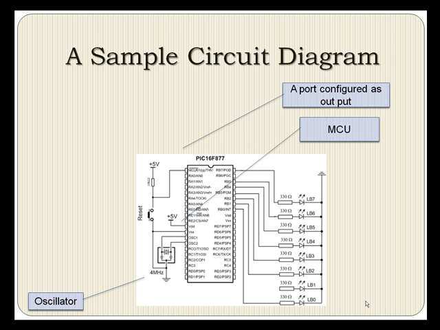This is a sample circuit diagram of a microcontroller. This microcontroller is a PIC16F877. This microcontroller unit has a port configured as output. Here you can see that port. It contains a voltage range of about 5 volts. This oscillator measures the output voltage level.